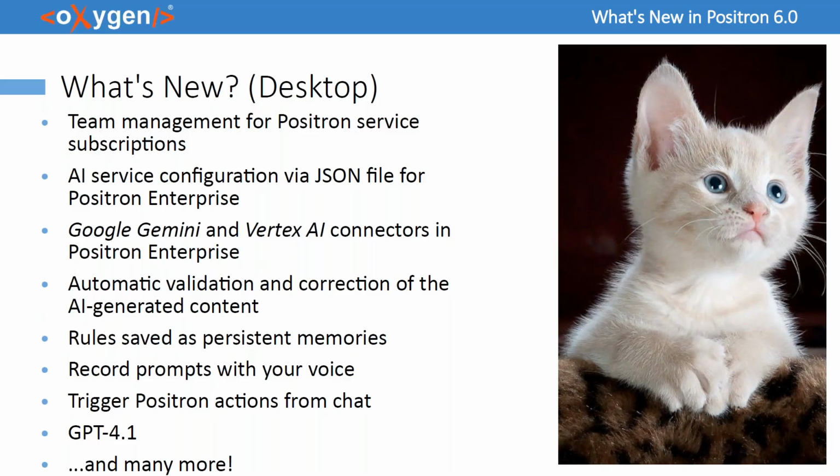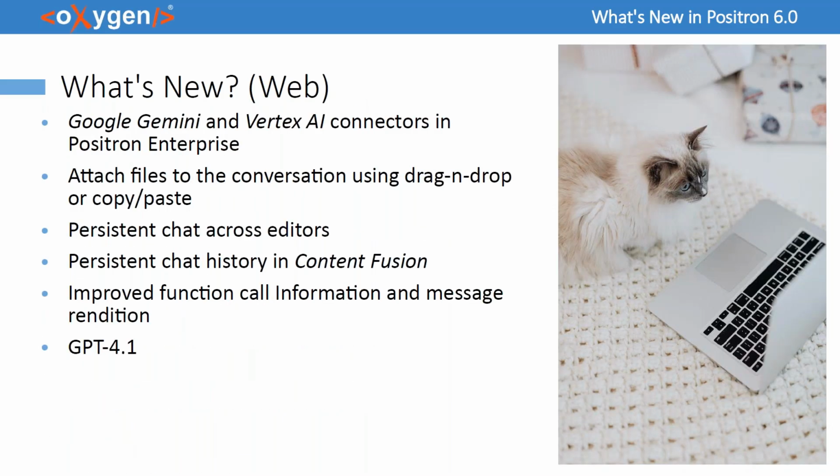And we also adopted the GPT-4.1 family of models. The main model, GPT-4.1, is now our default model, but you can also choose GPT-4.1 Mini or Nano if you want to. In regards to our web applications and Positron, again, you can use the Google Gemini and Vertex AI connectors if you want to.